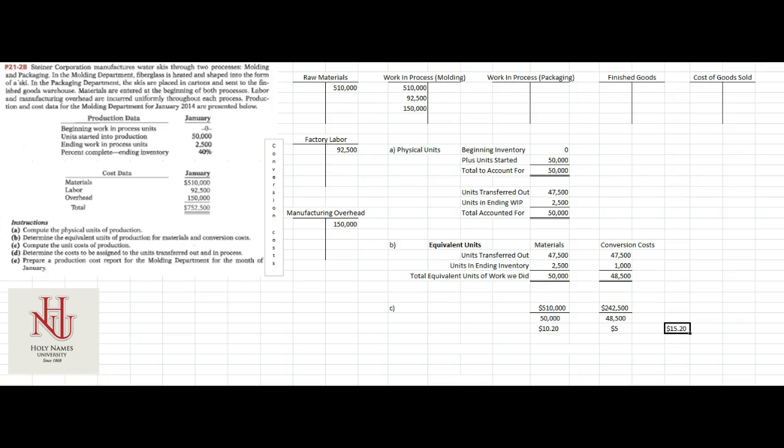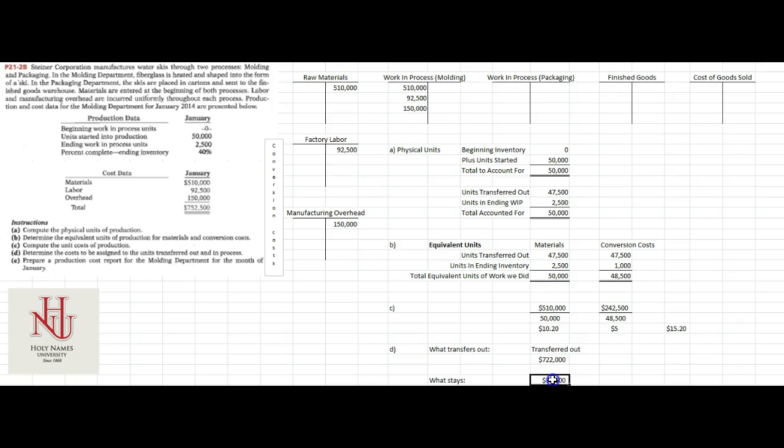in the molding department. Part D asks us to determine the cost to be assigned to the units that transferred out. In other words, these 47,500 units that went out, how many dollars went with them? Those 2,500 units that are left, how many dollars stayed? Well, what went out is 47,500 units that got transferred out at $15.20 per unit. So 47,500 units at $15.20 a unit means that $722,000 transfers out.